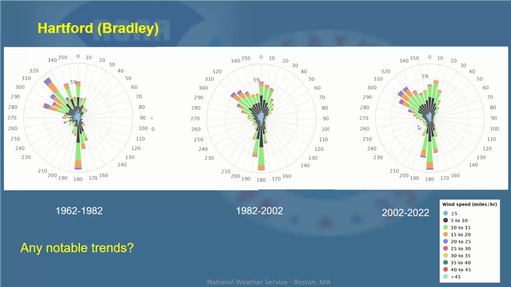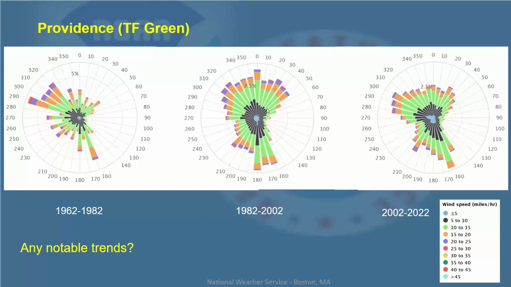So I think since 1982, you can also make the argument that winds have gotten a little bit stronger. Maybe not as much of a signal as at Boston, but there's a little bit of a signal there as well for Hartford. Okay, Providence, another coastal site. Are we seeing a notable trend here? Yeah, I think so. But there's a little bit of a difference in this one.